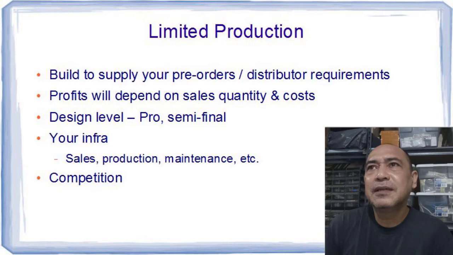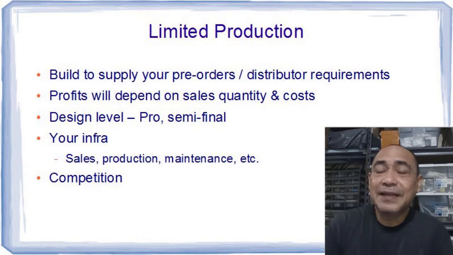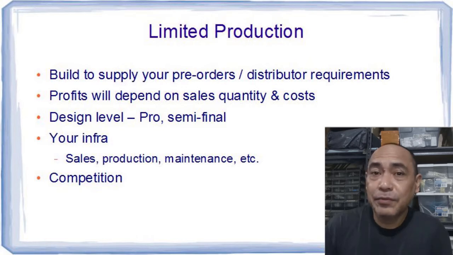So limited production. This is something a smaller group can do, like do a crowdfunding thing on Kickstarter. So you build enough to supply pre-orders, or if you have distributors that want to carry your product, that's it. You have an estimated number of products that you've already sold through pre-orders or through commitments by your distributors. So of course it's going to be on a smaller scale than mass production, but figure things out. As long as you have profits, then that's okay.